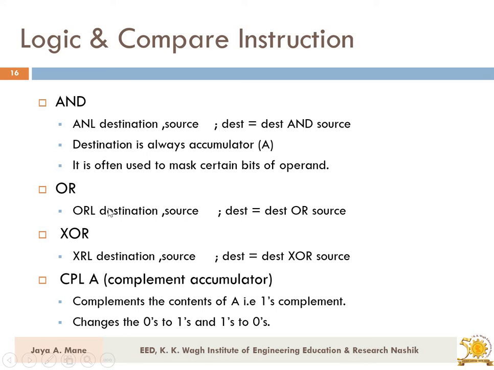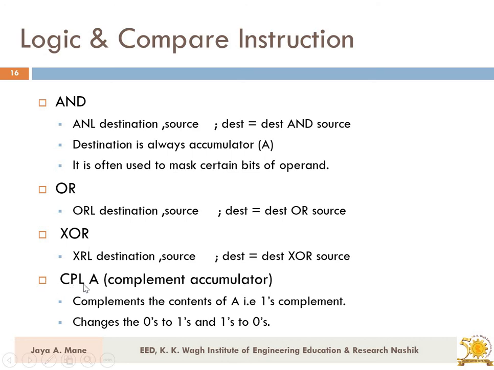Then you have OR. There is ORL, which stands for OR logic. Again, the syntax is destination comma source. So you perform the OR operation between the values stored in the destination and source. Similarly, there is XOR. The mnemonic is XRL, destination comma source. Here you perform the XOR operation between the numbers stored in the destination and the source. These are the three logical instructions available with the 8051: AND, OR, and XOR.